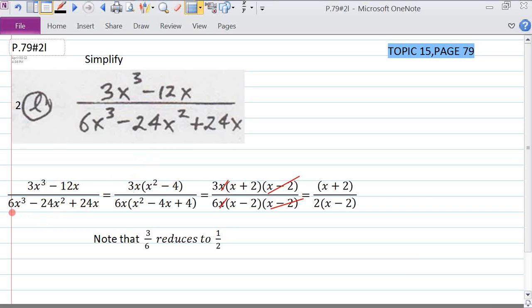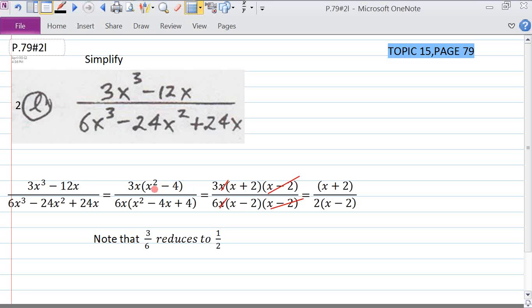And now, as far as this is concerned, I can take out the number 6 from the denominator. 6 goes into 6 and 24. Take the lowest power of x, which is x to the power 1, or just x. I can factor out 6x. 6x times x squared gives me 6x cubed. 6x times minus 4x gives me minus 24x squared. And 6x times plus 4 gives me 24x.